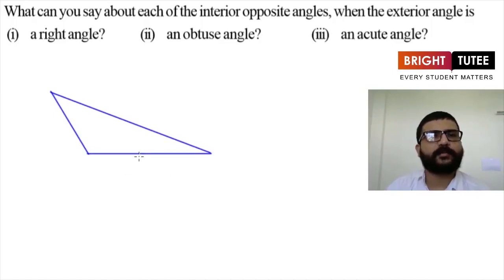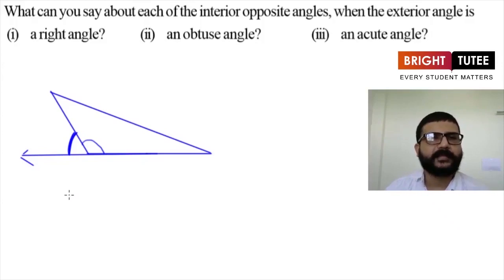Now which angle will be the obtuse angle? Here this angle is the obtuse angle, as we can mark it here. This is obtuse angle. So the exterior acute angle will be this angle. Now this angle formed here is exterior angle and it is acute angle.